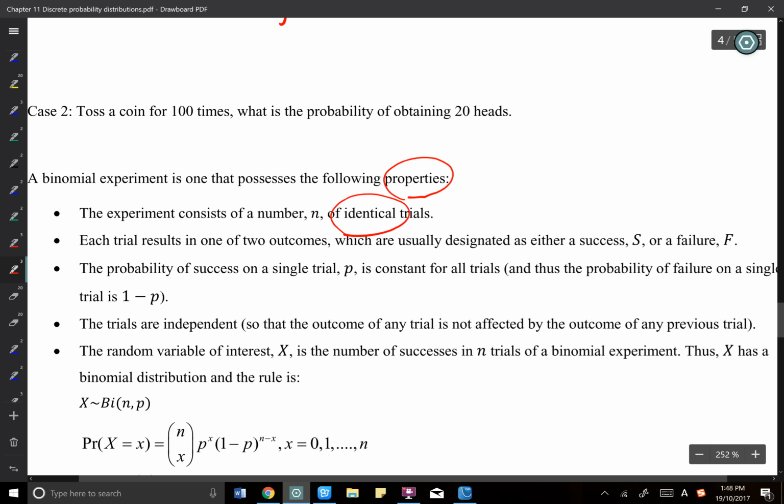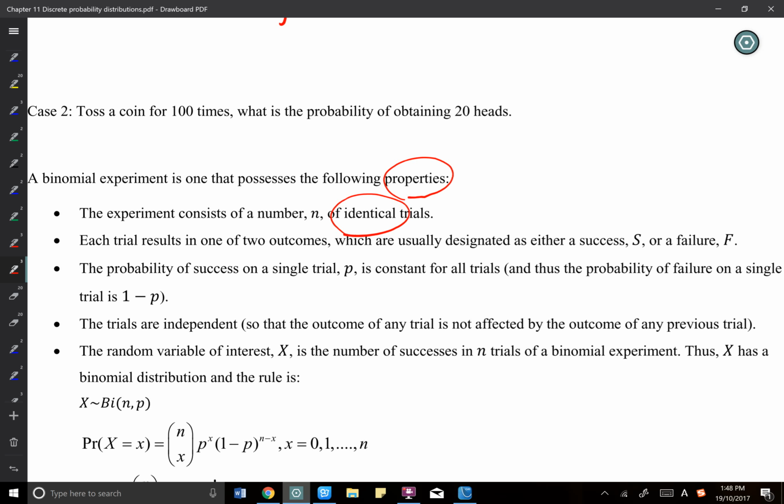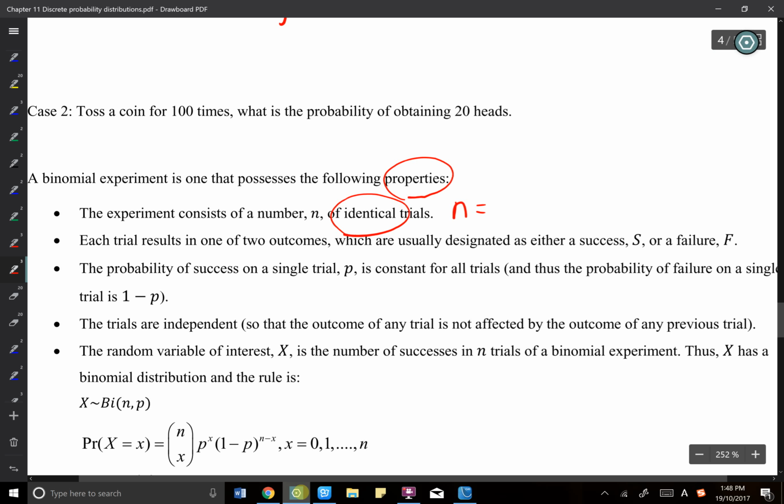Label the word identical. It must be exactly the same. That's why we can't do it without replacement. Think about the candy. Okay, 10 red, 10 green. I take one without replacement. The probability changes after the first trial. So the probability needs to stay the same for each trial you start with. Therefore, we need to replace the thing we select at the first trial. That's identical trials. For tossing the coin, we have number of trials equal to 100.